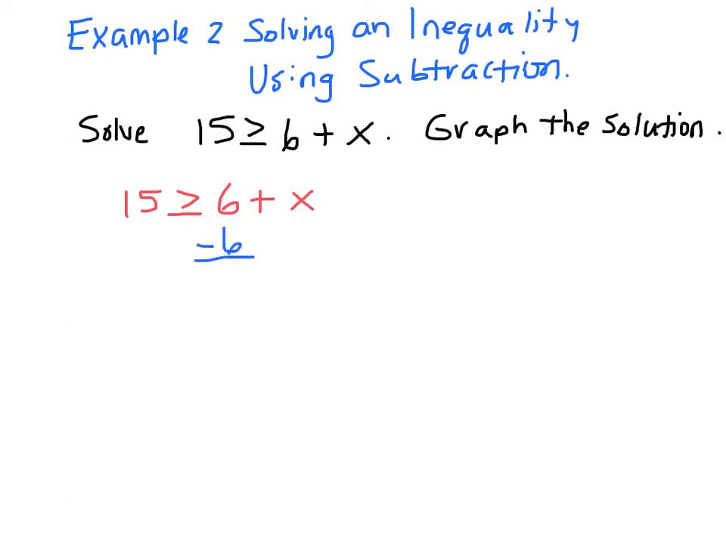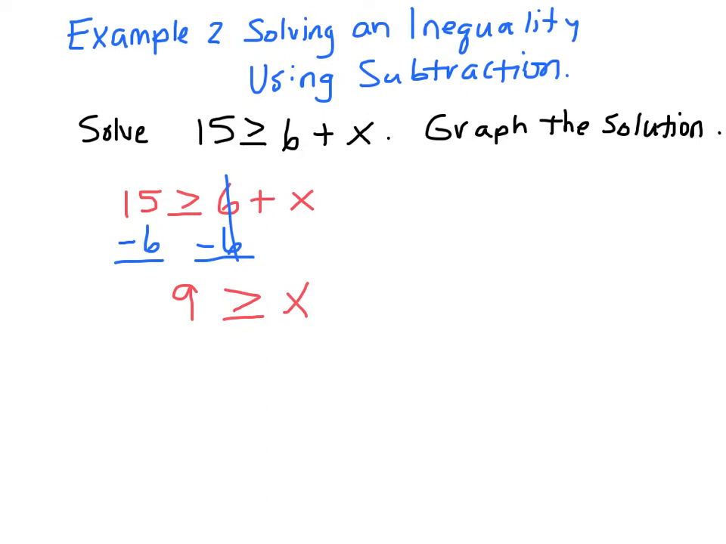So I'm going to subtract 6 from this side. I'm also going to subtract 6 from this side. This gives me x all by itself. I leave my same inequality sign. And then 15 minus 6 gives me 9. So now I have 9 is greater than or equal to x.